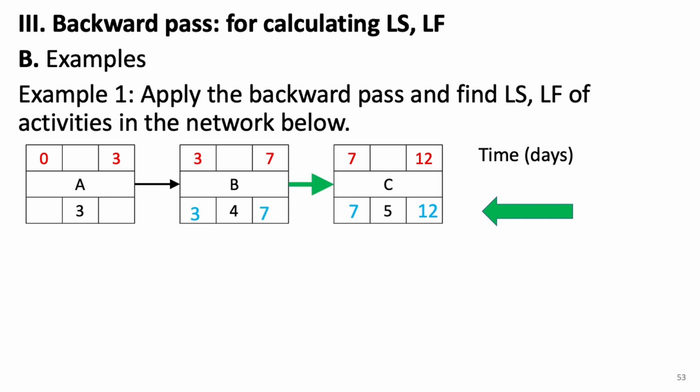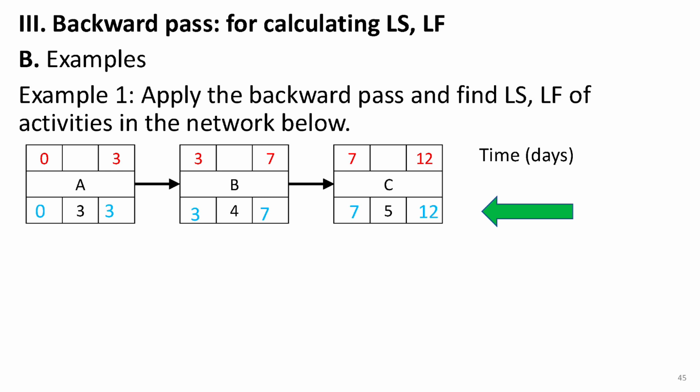Next, let's move back to activity B. As you can see, the late finish of B is determined by the start of C. Since C starts on day 7, that means B must finish on day 7. Now, to determine the late start of B, we take its late finish and subtract its duration. 7 minus 4 gives us 3. Following the same process for activity A, we get a late finish of 3 and a late start of 0.